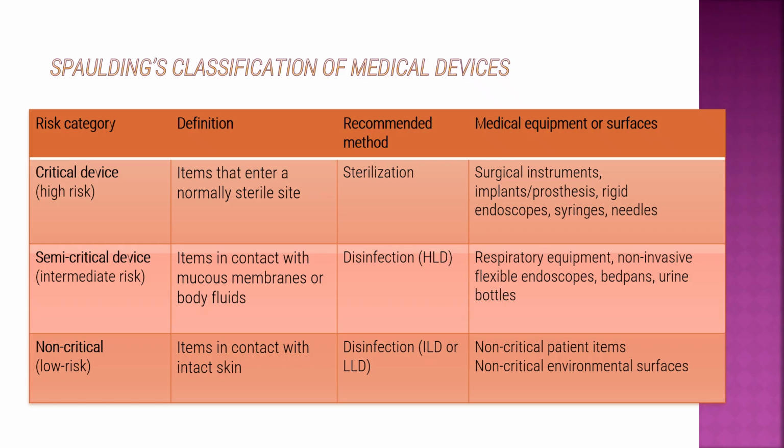Semi-critical device, intermediate risk. Items in contact with mucous membrane or body fluid. The recommended method is disinfection, high-level disinfectants. Examples are respiratory equipment, non-invasive flexible endoscopes, bedpans, urine bottles. Non-critical, low-risk items in contact with intact skin. Disinfection, intermediate or low-level disinfectant. The examples are non-critical patient items and non-critical environmental surfaces.